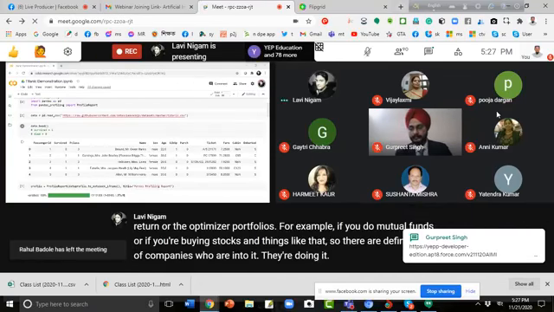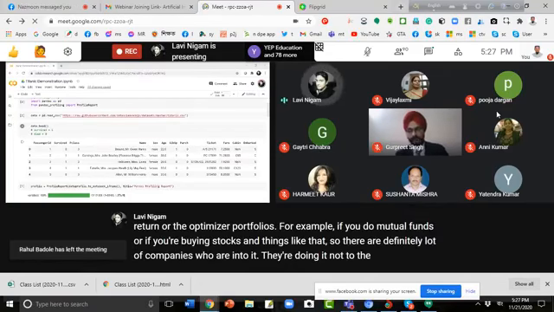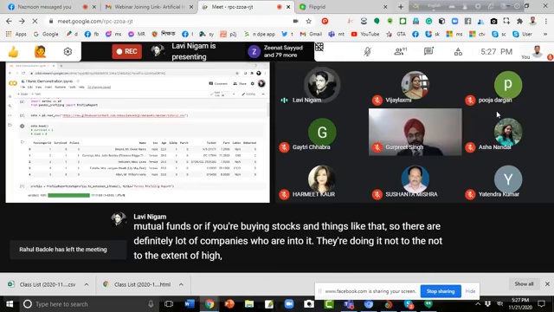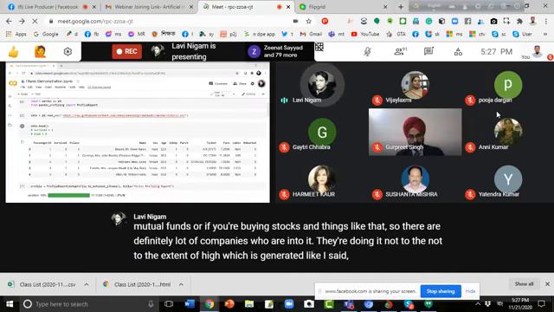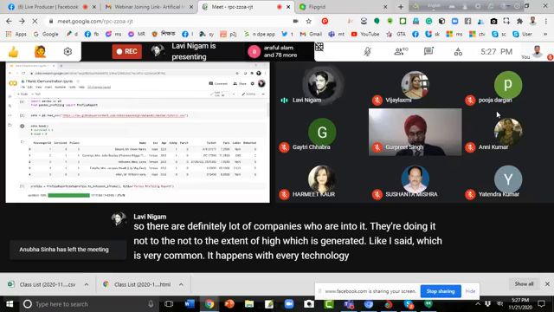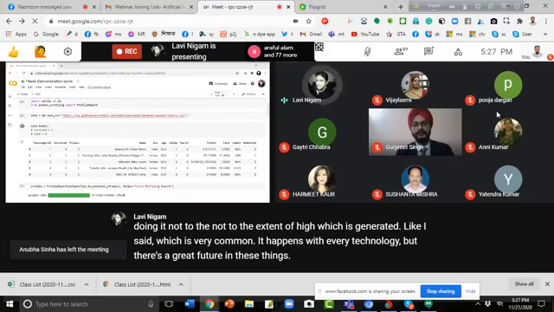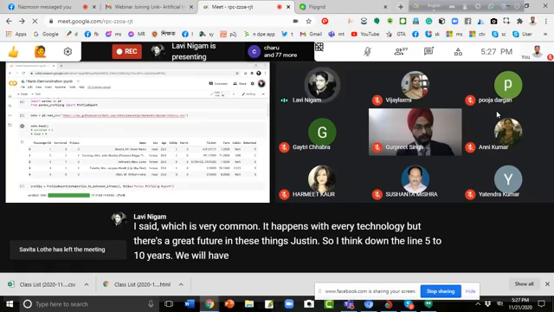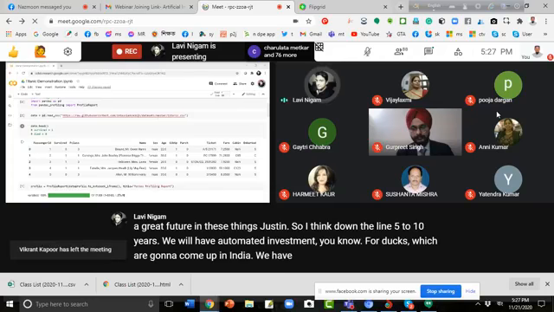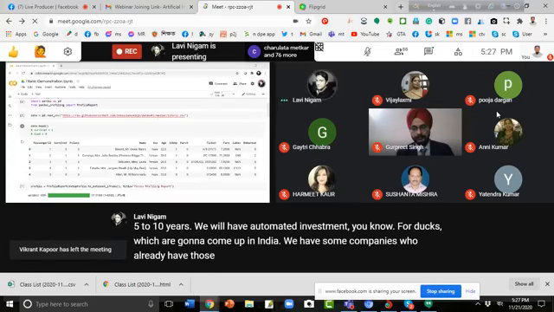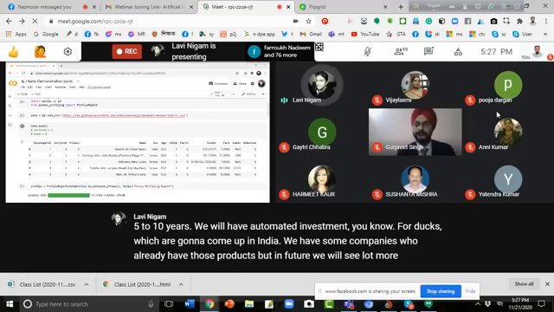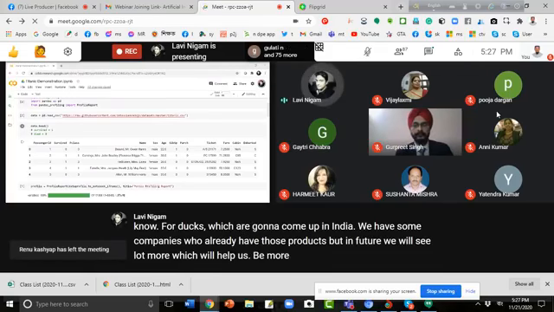They're doing it, but not to the extent of the hype which is generated. Like I said, which is very common. It happens with every technology. But there's a great future in these things. So I think down the line, 5 to 10 years, we will have automated investment products which are going to come up. In India, we have some companies who already have those products, but in future we will see a lot more, which will help us be more proactive in terms of investment.